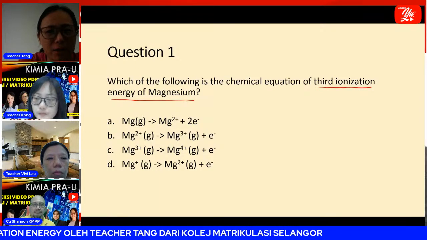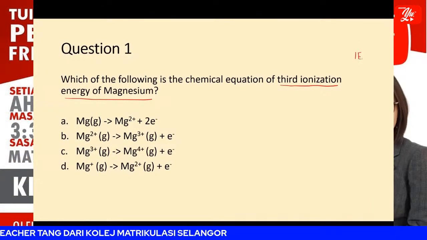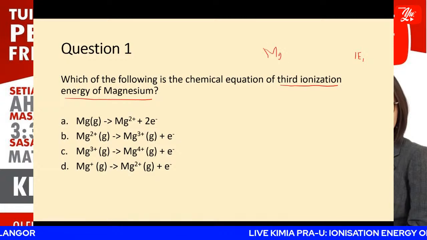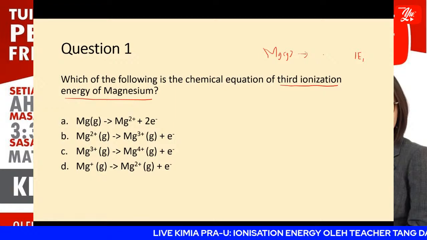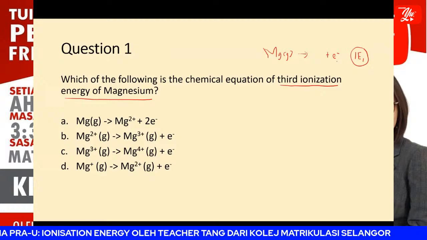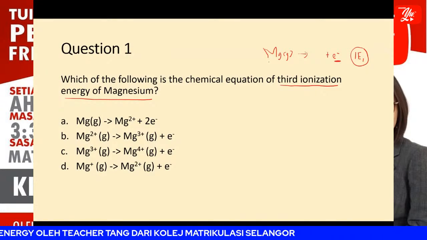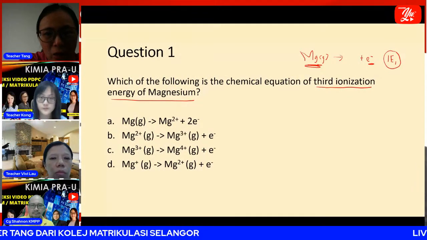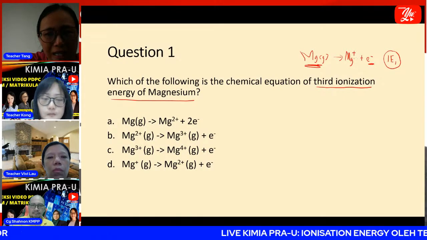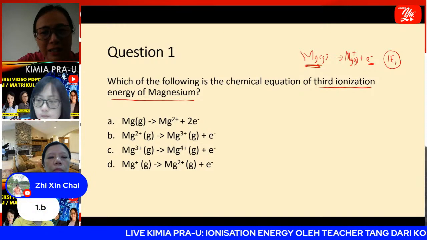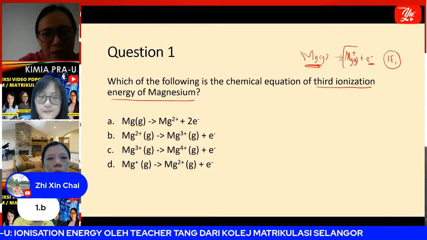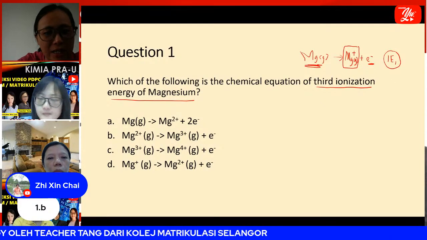Must remember, first ionization energy is from the gaseous atom, and we remove 1 mole of electron. First ionization energy is the energy needed to remove 1 mole of electron from 1 mole of gaseous atom in order to form a unipositive gaseous ion. So after first ionization energy, we get this, and we use this for second ionization energy.